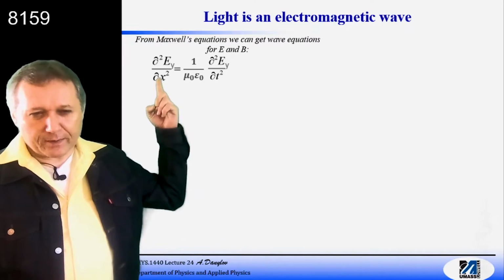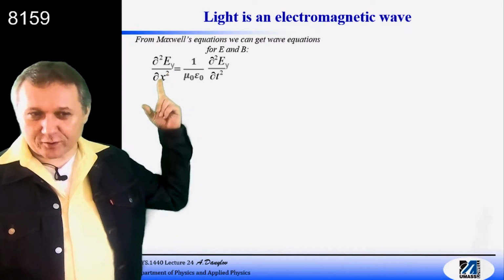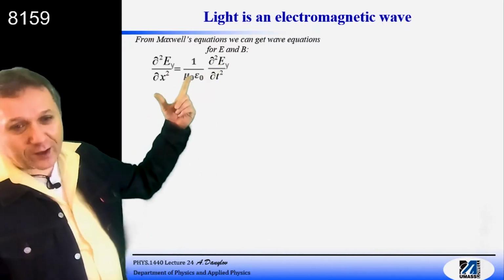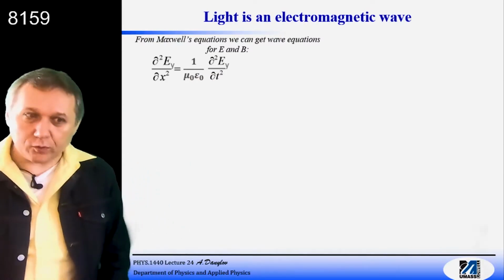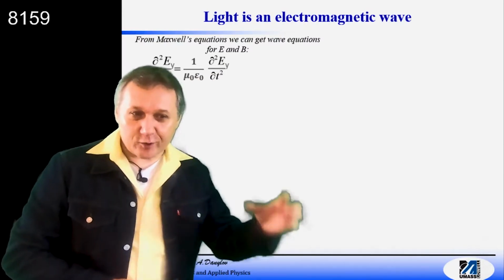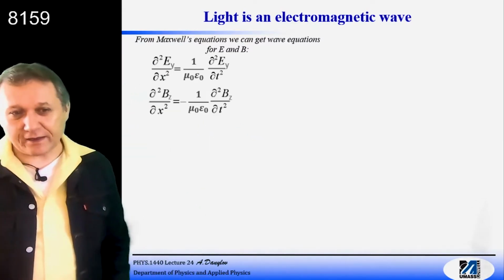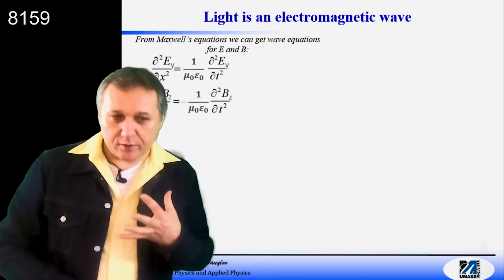So we have the electric field in the y direction. Here the second derivative with respect to x, and here we have the second derivative with respect to time, and some constant in front. Okay, cool. Then there are 2 equations for the magnetic field. Again, he combined them, and he ended up with an equation like this.